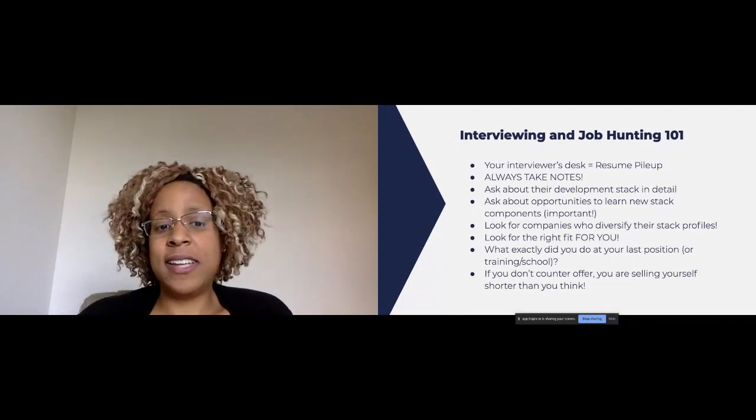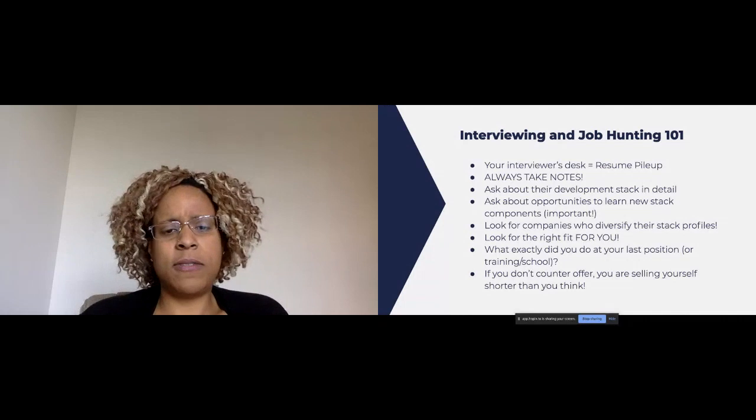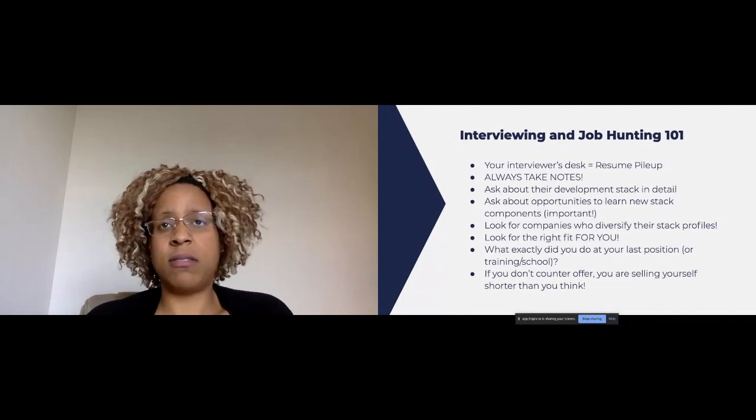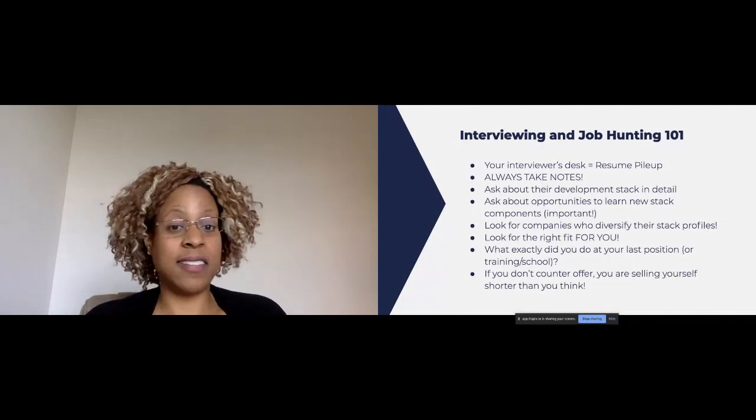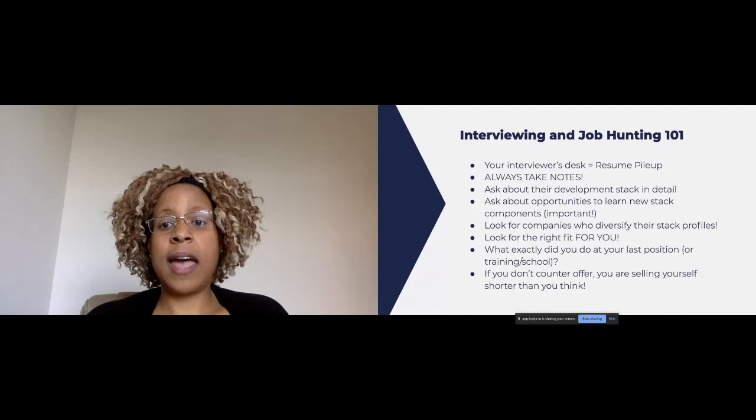Ask about the stack in detail. Always take notes. For any interviews you're doing, take notes, because it's going to start getting very confusing about what they do, what they're doing as far as their different stack layouts, and if they have different stacks in different places, which is common. Ask about how open companies are for you to learn.